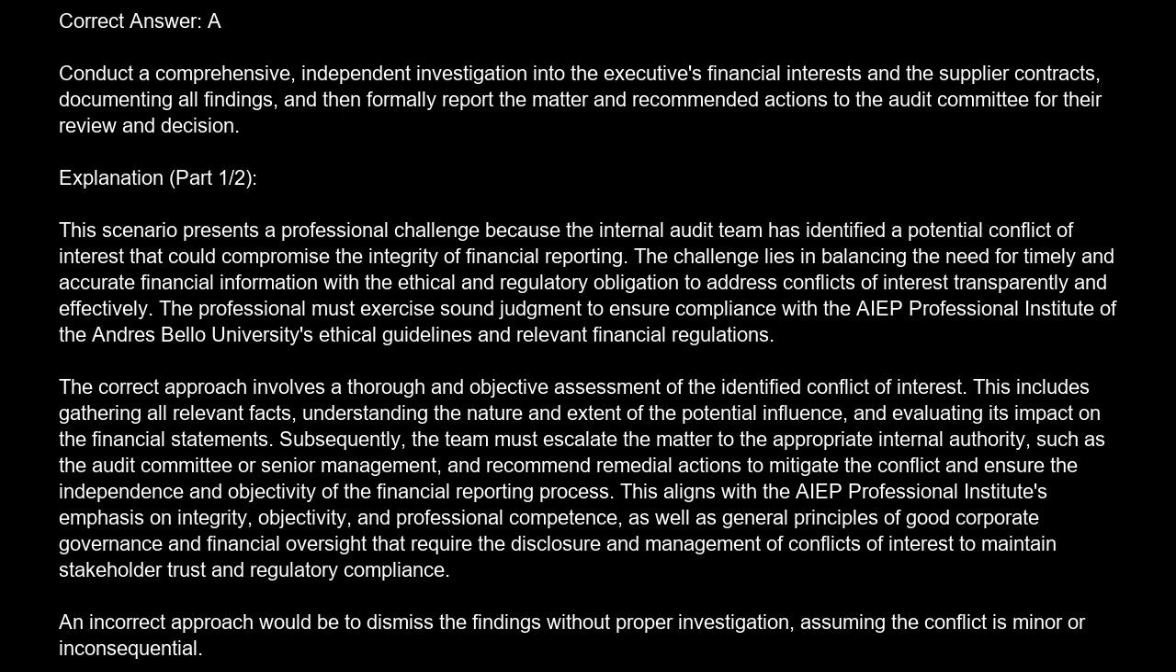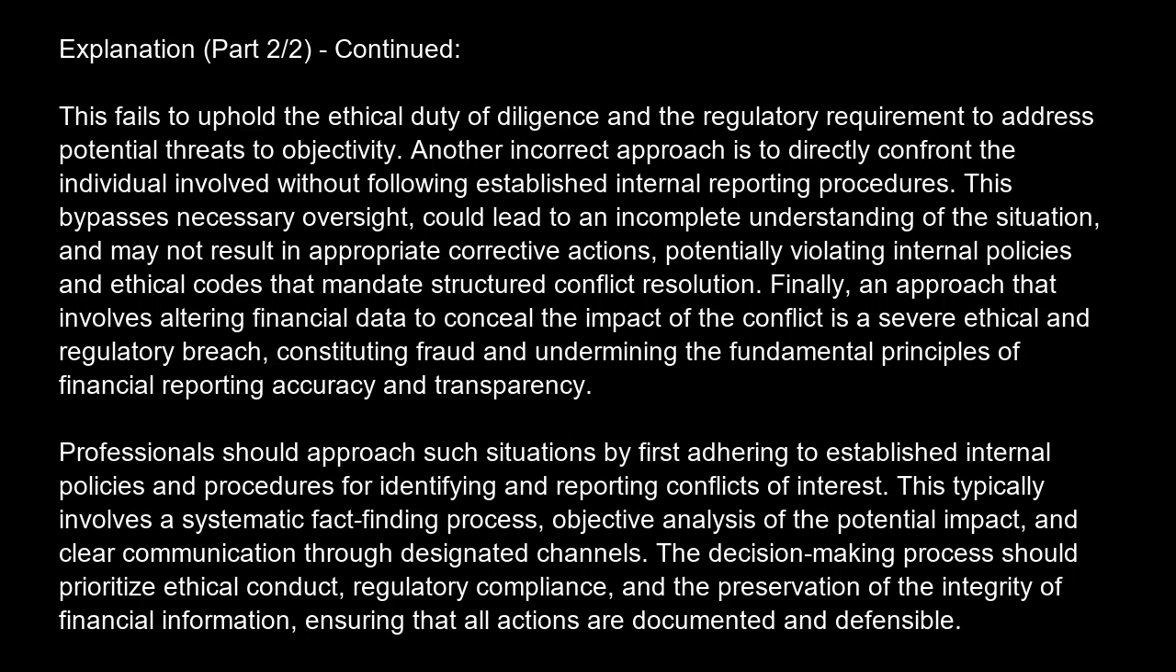An incorrect approach would be to dismiss the findings without proper investigation, assuming the conflict is minor or inconsequential. This fails to uphold the ethical duty of diligence and the regulatory requirement to address potential threats to objectivity. Another incorrect approach is to directly confront the individual involved without following established internal reporting procedures. This bypasses necessary oversight, could lead to an incomplete understanding of the situation, and may not result in appropriate corrective actions, potentially violating internal policies and ethical codes that mandate structured conflict resolution.